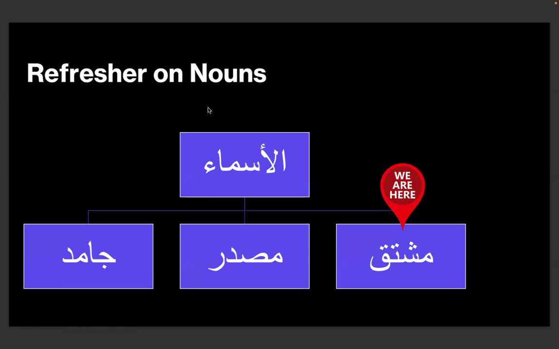So when it comes to asma, when it comes to nouns, there are three types of nouns. There's what we call jamid, masdar, and mushtaq. Does this ring a bell for anybody here? Yeah, we did this on Tuesday. Really? Excellent. We started it. Okay, excellent.